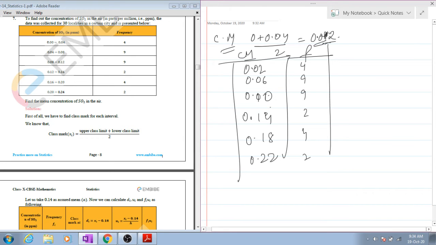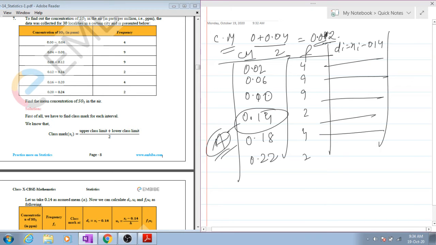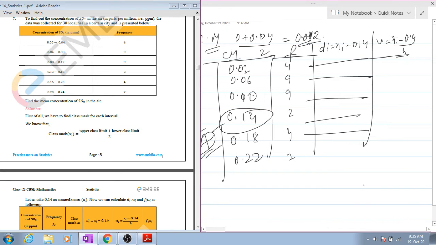Now it's up to you completely which formula you use. If you are using the assumed mean formula, you can take any of it. Supposing I take assumed mean as 0.14, so you have to find out di, xi minus 0.14, and ui equals xi minus 0.14 divided by h. Once this is found, you find fi into ui, and then your formula comes out to be a plus summation of fi ui divided by summation of fi, into h.